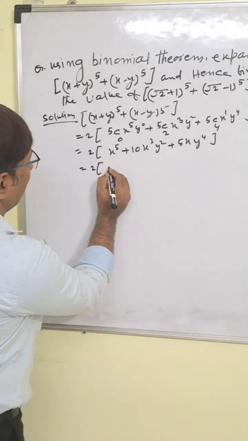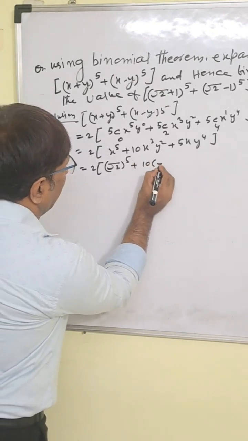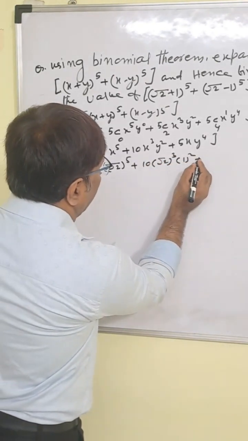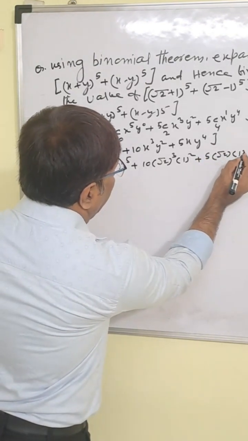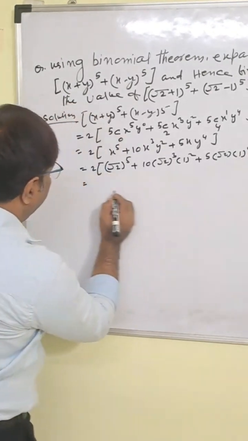So we will get twice. Here x equal to root 2, so this is root 2 to the power 5, plus 10 into root 2 power 3, and y is 1, so this is 1 square, plus again 5, where x is root 2 and y is 1, so 1 to the power 4.